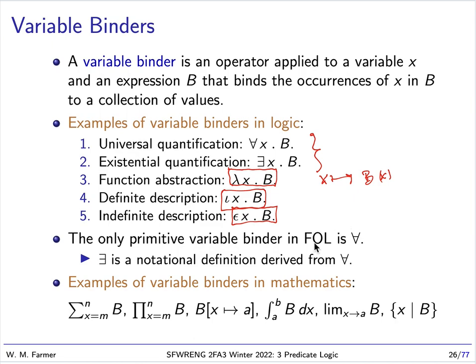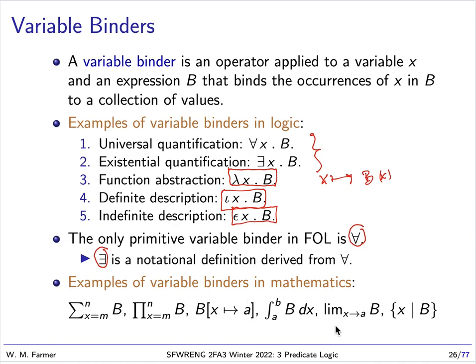As I said, the only binders we're really going to be interested in for this topic are the universal quantification binder and the existential quantification binder. We've already seen that universal quantification is a primitive variable binder in FOL. It's the only primitive variable binder. And we have a notational definition that we use to define the existential quantification binder.